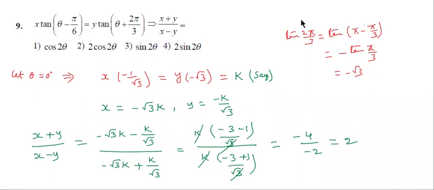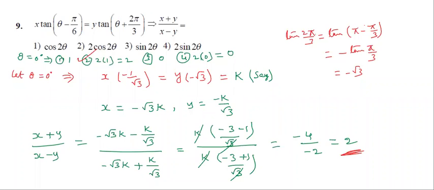Now verify the options. In place of theta, substitute 0 degrees. First option, what happens, friends? Cos 2 into 0, cos 0, 1. Second option, 2 into 1, that is 2. Third option, sine 0, 0. Fourth option, 2 into 0, that is 0. So which option is satisfied? Second option, or not? Second option, it is satisfied.